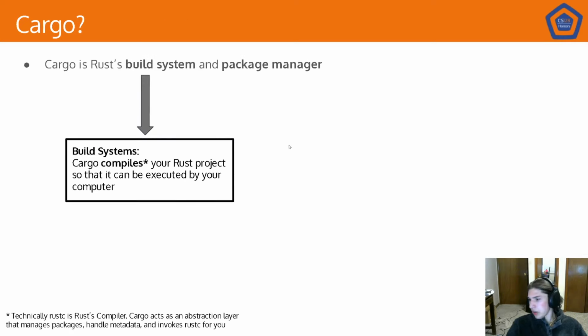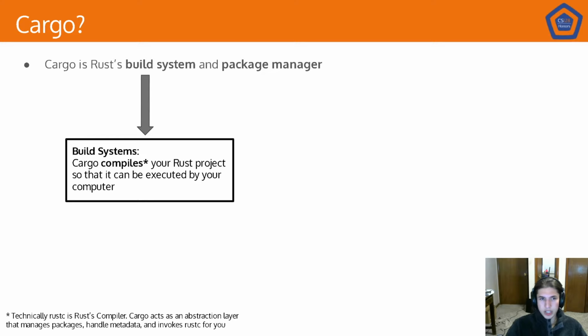Okay, what is Cargo? I just pulled this out of nowhere. I thought we were talking about Rust. Okay, Cargo is two things. Cargo is Rust's build system and package manager. So Rust is a compiled language. So in order to execute Rust code, we first must compile it into code that the computer will understand and be able to execute directly. A build system is a system that does that. So Cargo compiles your Rust project so that it can be executed directly by your computer.